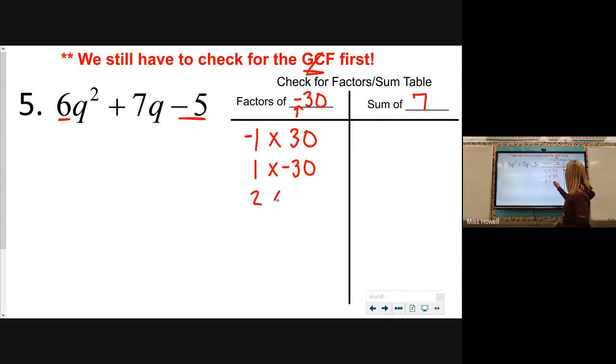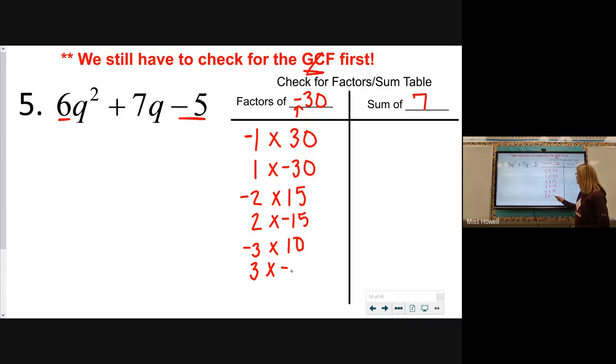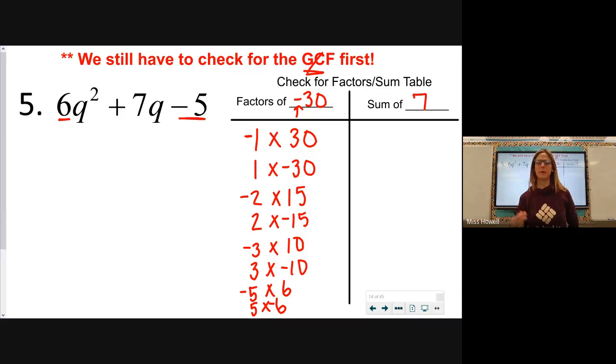2 and 15 is a combination that gives us 30. So negative 2 and 15, or 2 and negative 15, is an option. 3 goes into 30, so 3 times 10 would be a combination. So one being negative 3 and 10, the other one being 3 and negative 10. The next number that goes in is 5 with 6. And that's actually all of our combinations that would give us negative 30. So we're looking for the one that when we add up the digits, we end up with a positive 7.